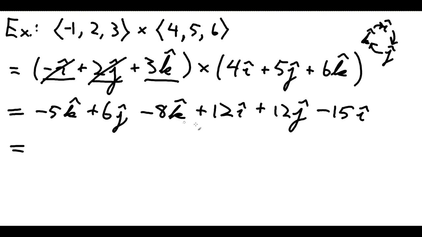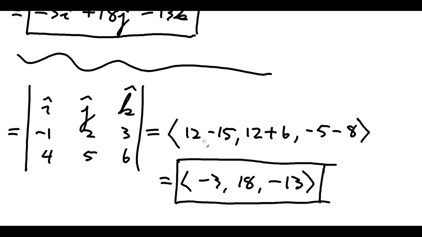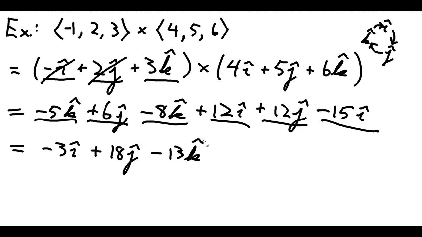Now we need to collect like terms. We have 12i and negative 15i. Those combine to make negative 3i. Looking at the j's, we have 6j plus 12j is plus 18j. And now we have negative 5k minus 8k is negative 13k. And I believe that's the same as what we had before. Negative 3, 18, negative 13, negative 3, 18, negative 13. There we go.